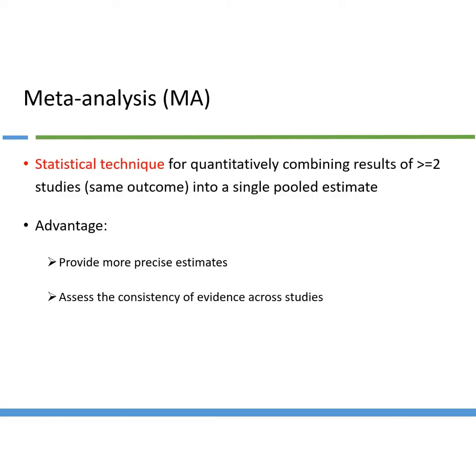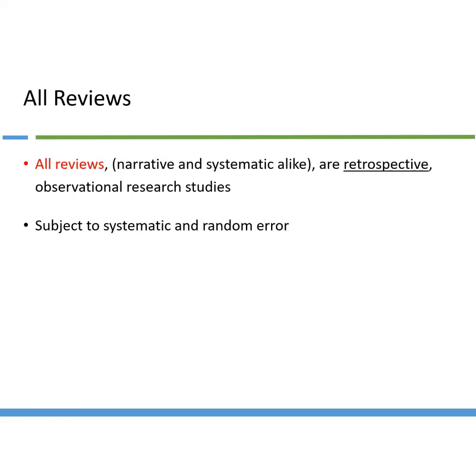Meta-analysis is just a statistical technique in which you can combine two or more studies together statistically. So it's the next step of the systematic review. Of course, you cannot conduct it unless you have enough studies that are similar together. Advantage, they provide a more precise estimate when you combine studies together, so you get more precise numbers and assess the consistency across studies. All reviews, you have to know that's the limitation, all reviews, narrative or systematic, are retrospective in nature and observational because this data is already published, and they're subject to systematic and random error like any other research.